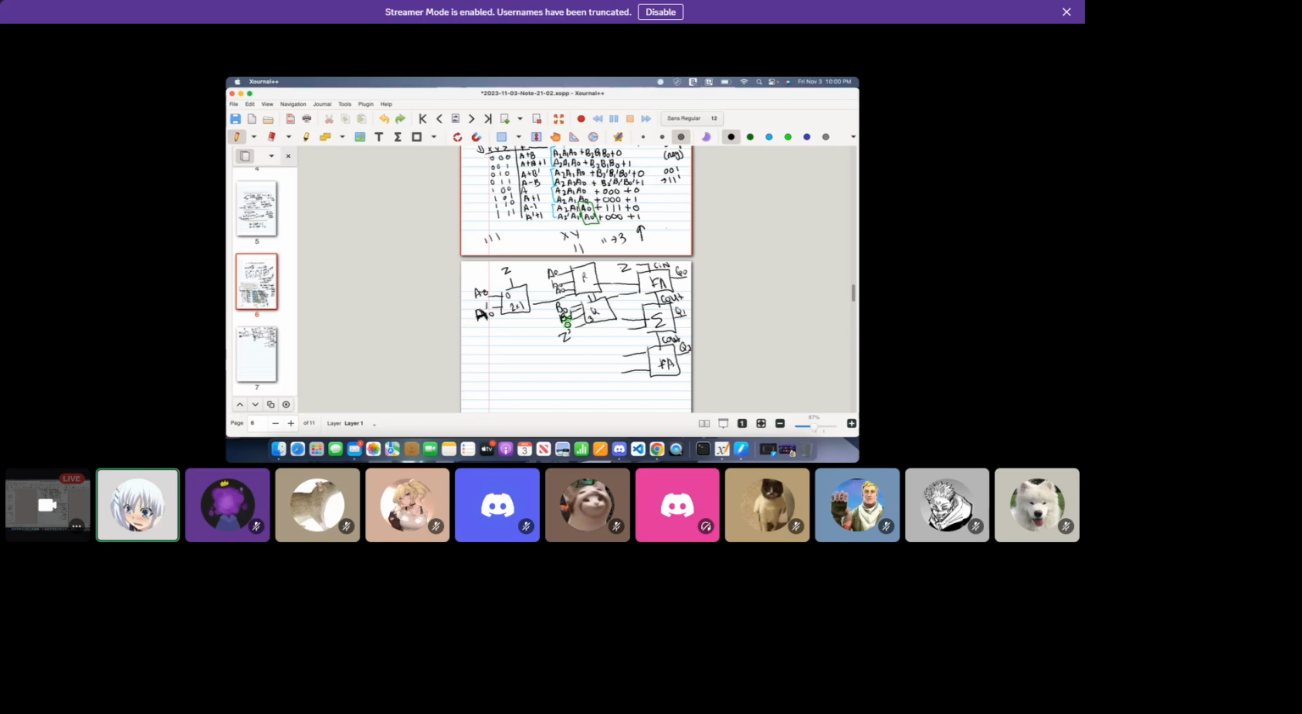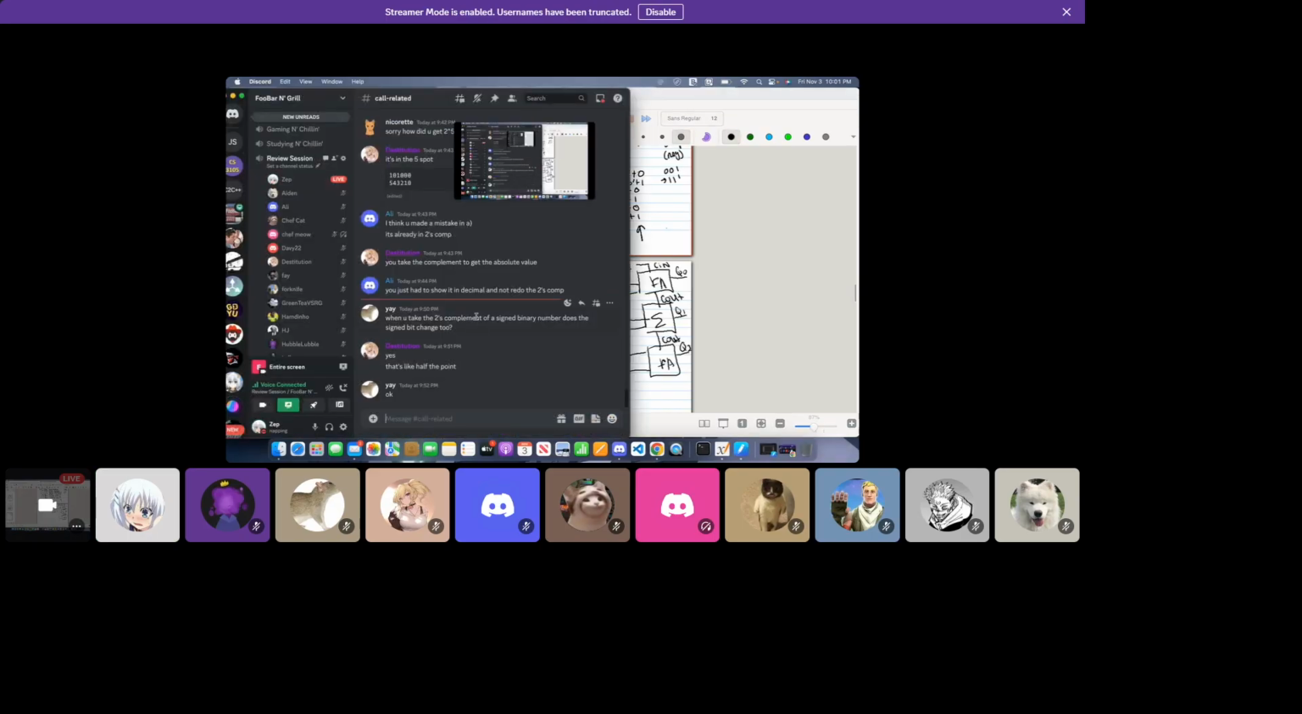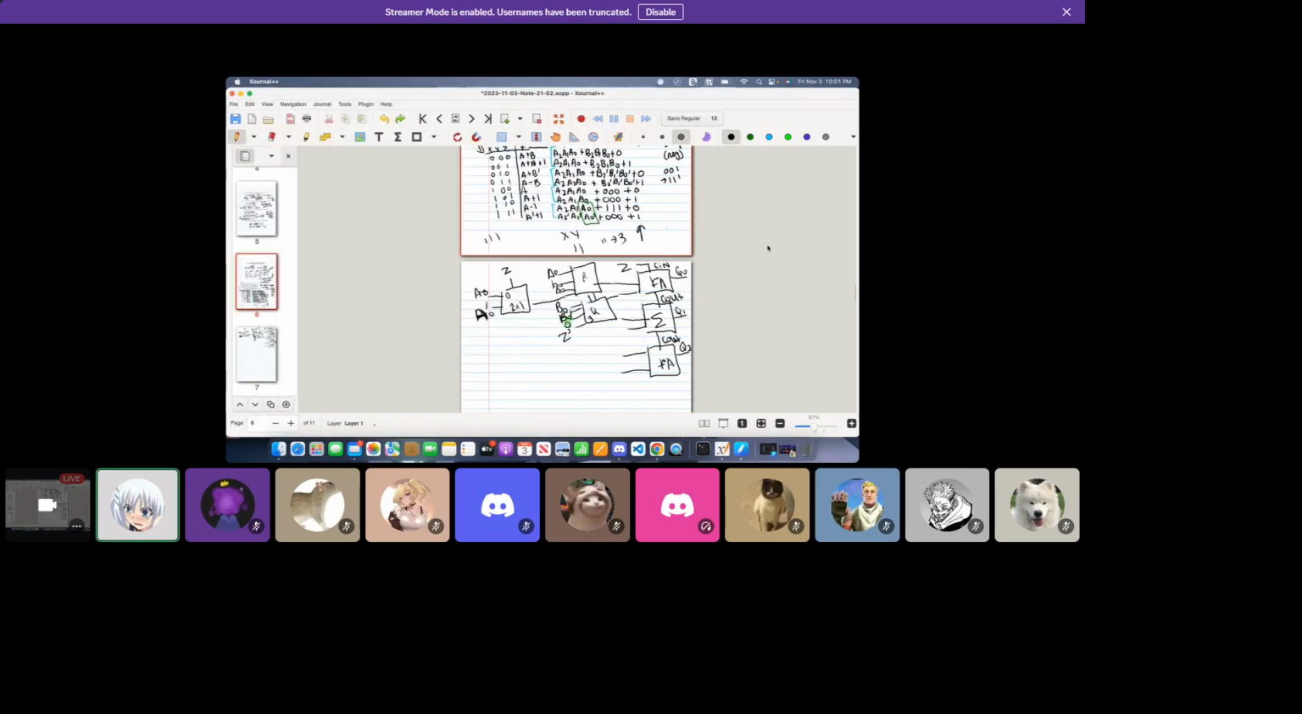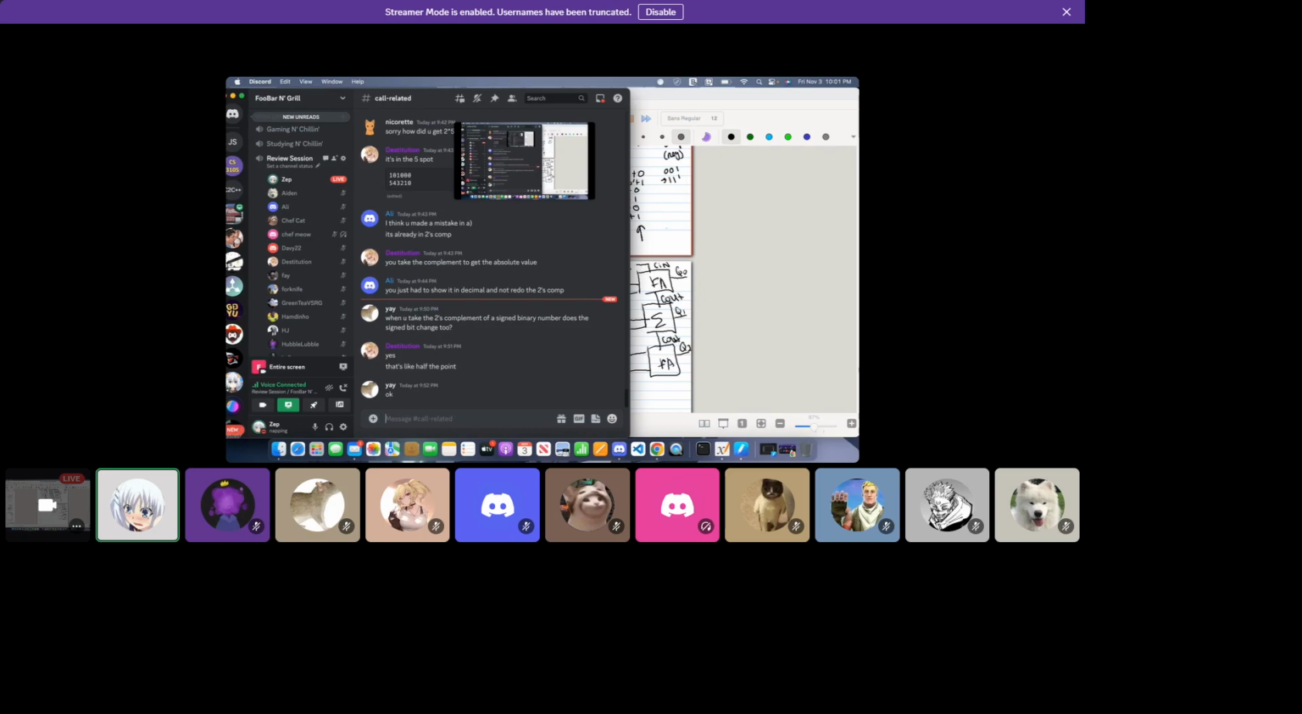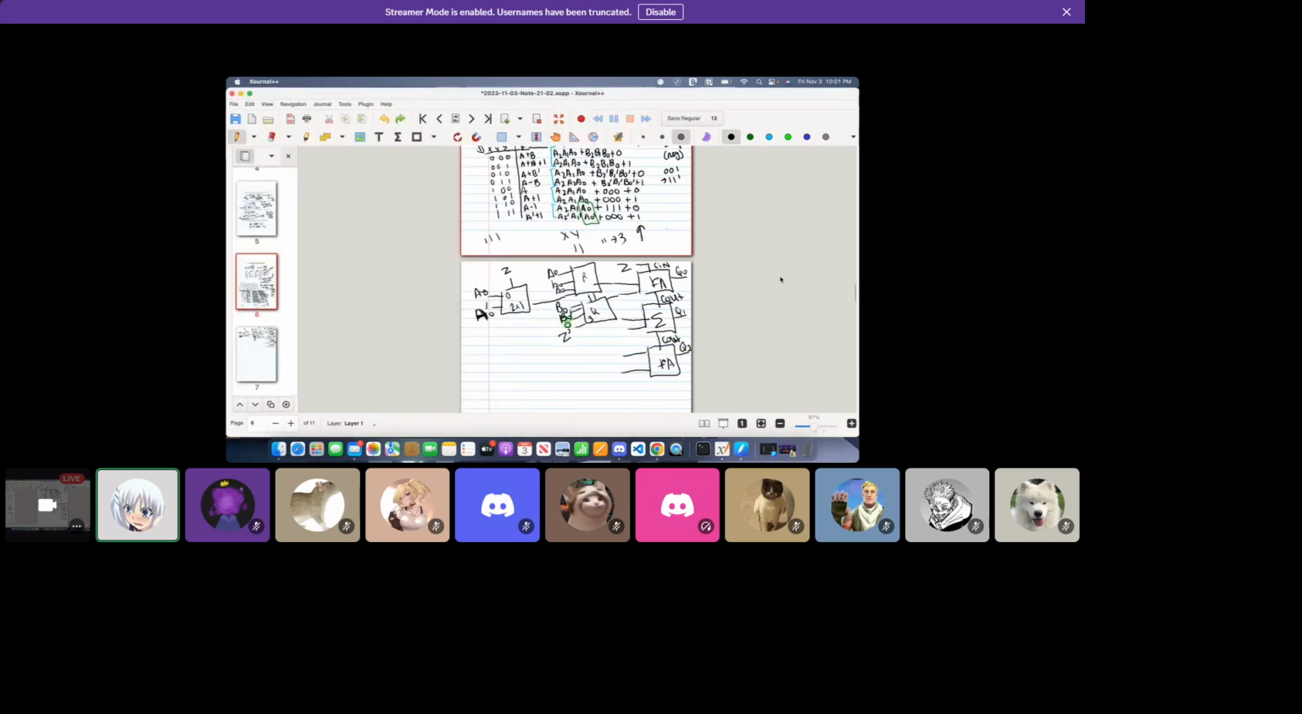Does everybody understand that? I'm going to check the chat. Does everybody understand why I just put Z prime there instead of a mux? It's because it follows the values of Z prime. Perfect. Nobody speaks up, which is good.